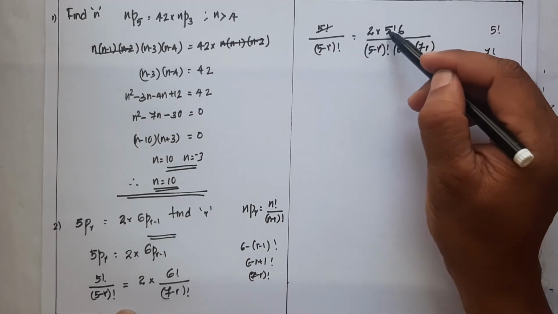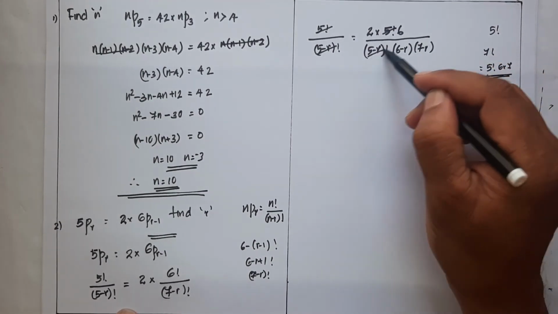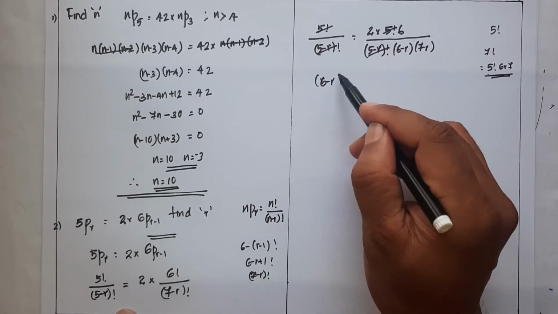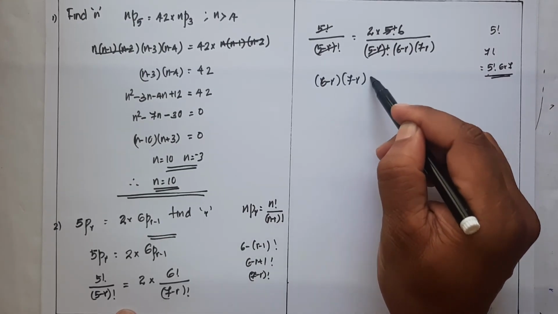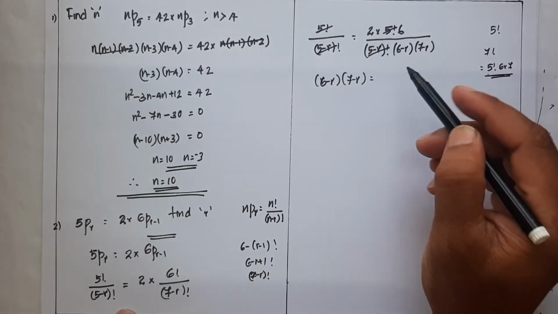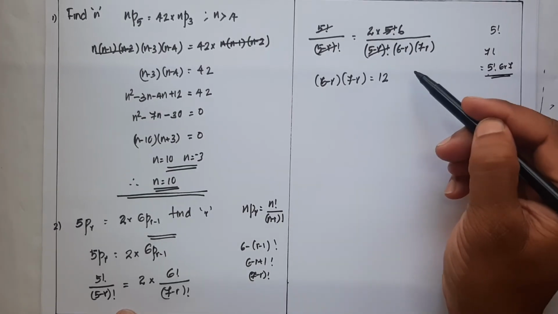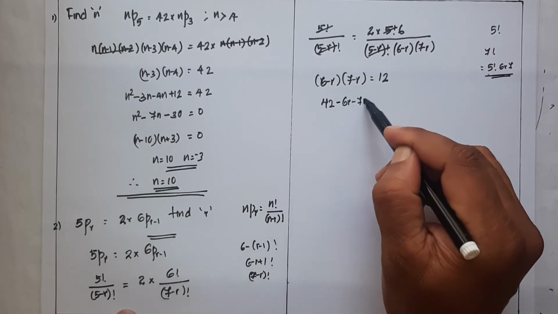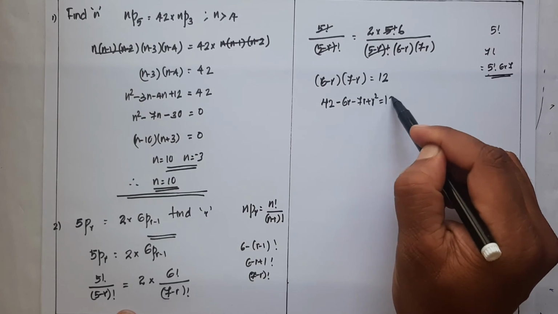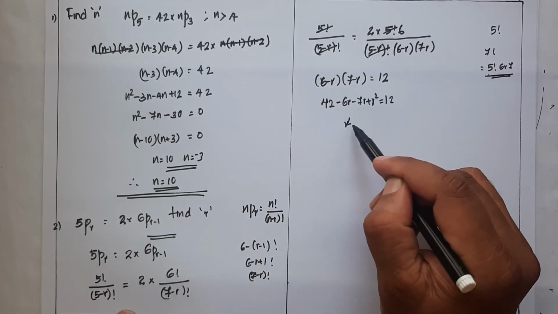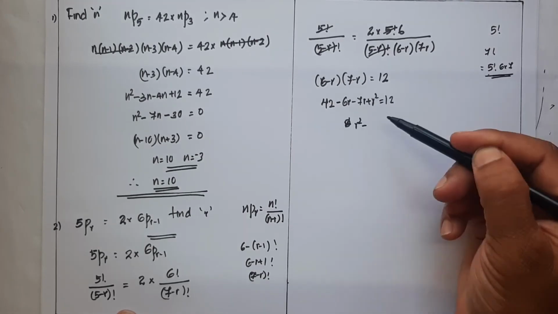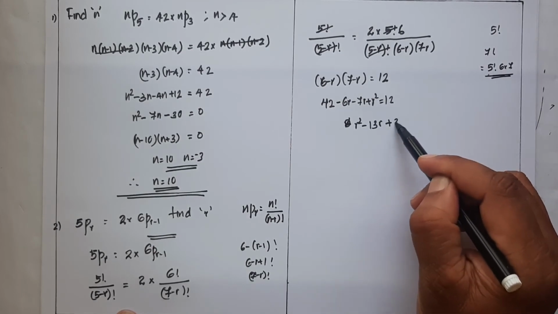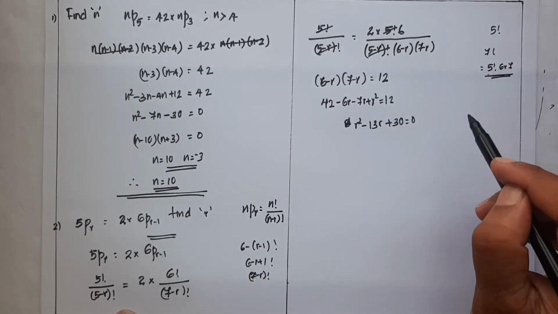Here 5 factorial cancels, and again 5 minus r factorial cancels. On cross multiplying we get (6 minus r) into (7 minus r) equal to 2 into 6, that is 12. That is 42 minus 6r minus 7r plus r square equal to 12. That is r square minus 13r, 42 minus 12, that is plus 30 equal to 0.